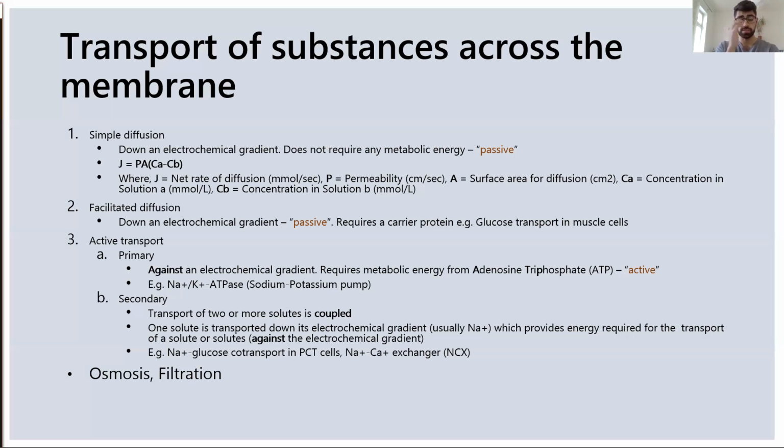Another couple of examples are osmosis and filtration. Osmosis is how water molecules move through a semi-permeable membrane. This requires no energy. It's a completely passive process, and eventually over time, water will equalize the concentration of these two solutions. Filtration is the movement of a solvent as a result of osmotic and hydrostatic pressure.